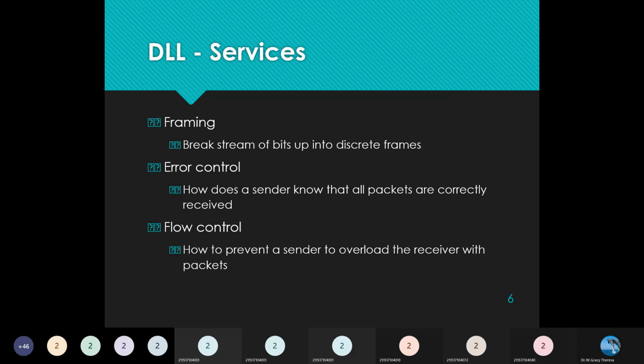The stream of bits will be broken down into discrete frames. Bits will be grouped together to form a frame. That's something about the frame.